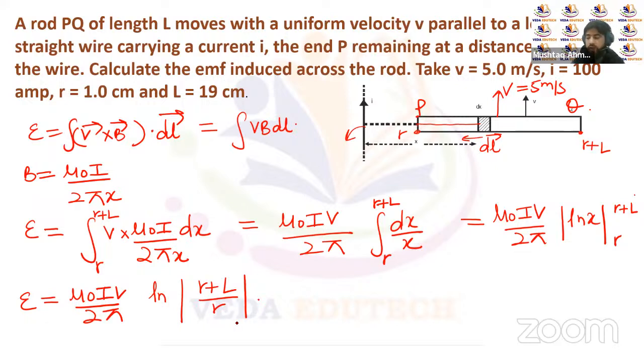Now, how can we know which end is at higher potential and which end is at lower potential? What we can do is simply find the direction of V cross B. The direction of V cross B is actually along this direction. It means that this end will be at higher potential, and this end will be at lower potential. So the P end will be the higher potential end and the Q end will be the lower potential end.